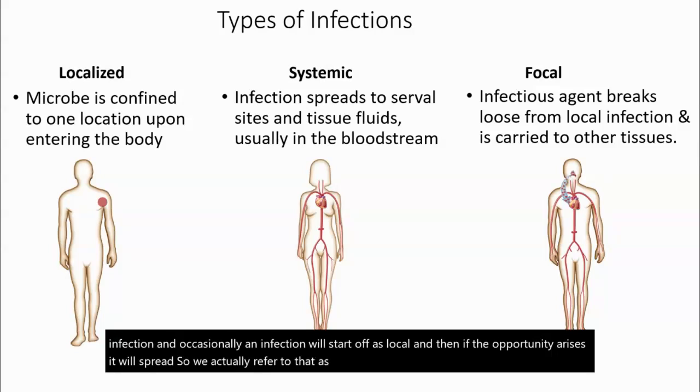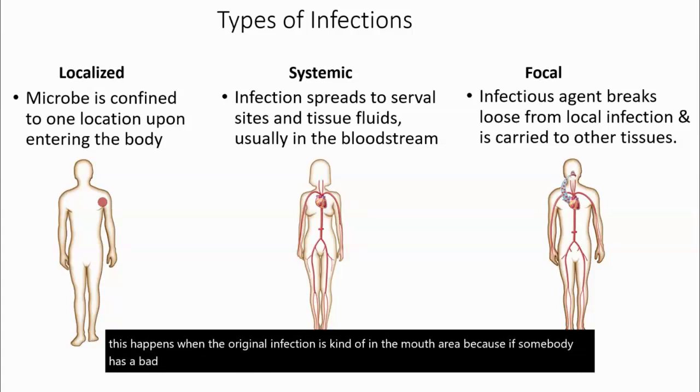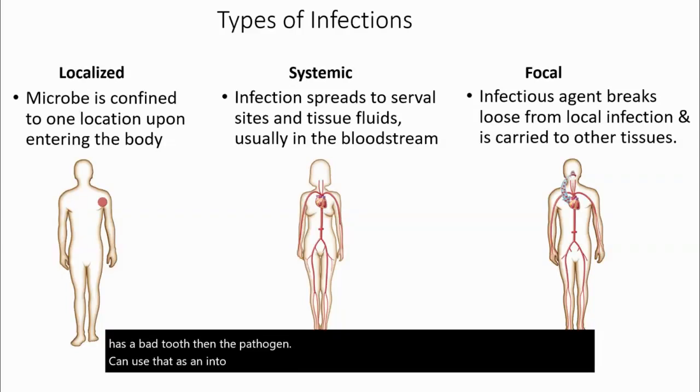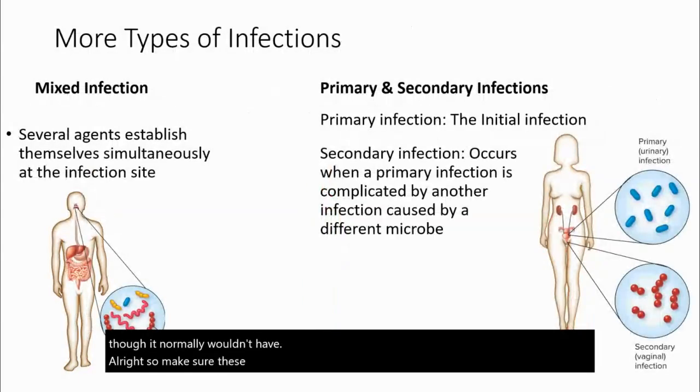And a lot of times, as you see in the picture, this happens when the original infection is in the mouth area, because if somebody has a bad tooth, then the pathogen can use that as an entry into the bloodstream, and then it can spread throughout the body, even though it normally wouldn't have. All right, so make sure you know these terms.